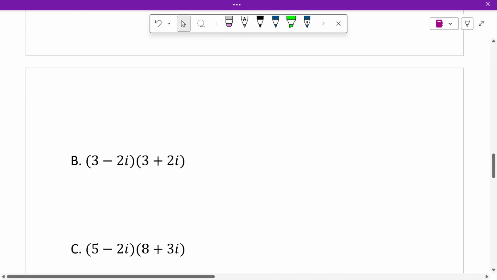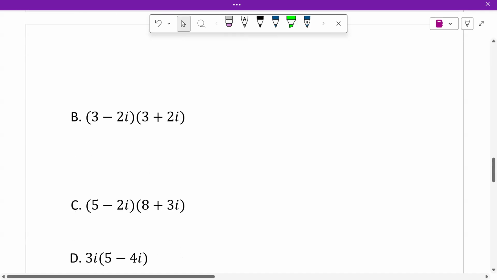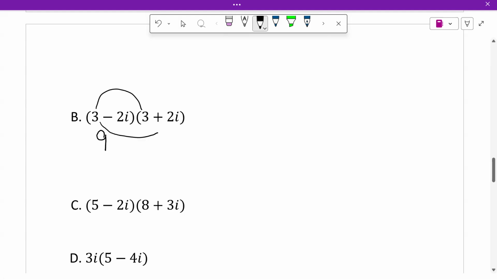But here, we have to do FOIL. 3 times 3 is 9. Outers is plus 6i. Inners is minus 6i. Last times last is minus 4i squared. What happens to our middle two terms? They cancel. These are called conjugates. They're the exact same thing with opposite signs in the middle.